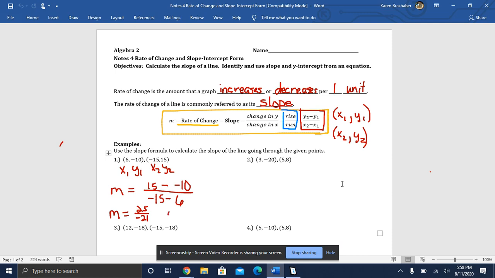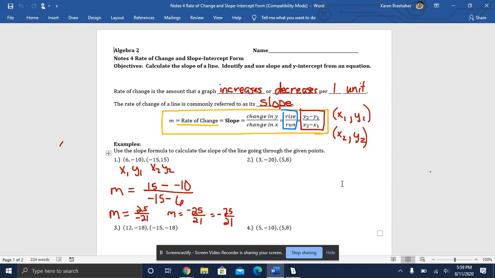Now I might just add that you could put the negative in the numerator, or you could also put it in the middle. So any one of those would be a correct reduced fraction for that slope. And if it is a fraction, just leave it that way.